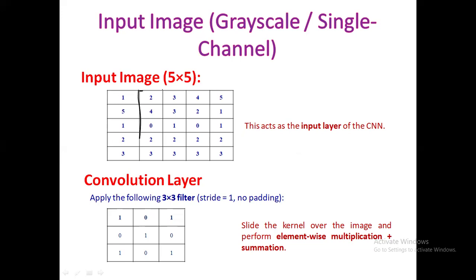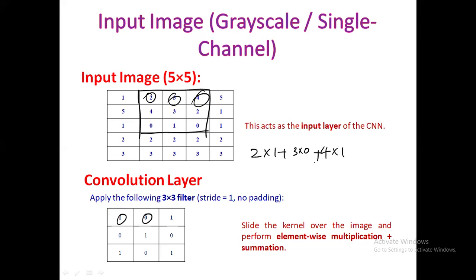Stride 1 means one step, one by one. A single step we are going to consider. So in the second step, the same procedure will be repeated. 2 will be multiplied with 1, 3 will be multiplied with 0. So 2 into 1 plus 3 into 0 plus what is the value?